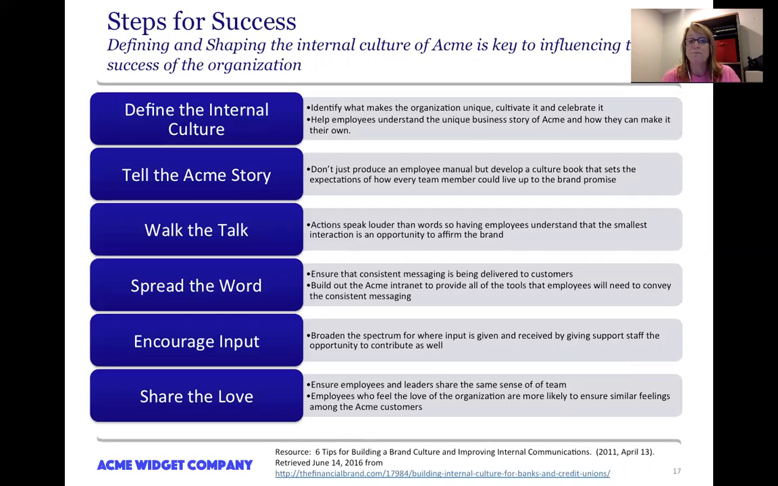Spread the word. Ensure that consistent messaging is being delivered to customers. So build out the tools that employees need to convey that consistent messaging. Encourage input. We want to broaden the spectrum for where input is given and received by giving support staff the opportunity to contribute as well.